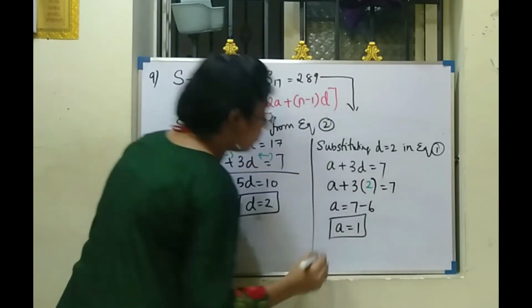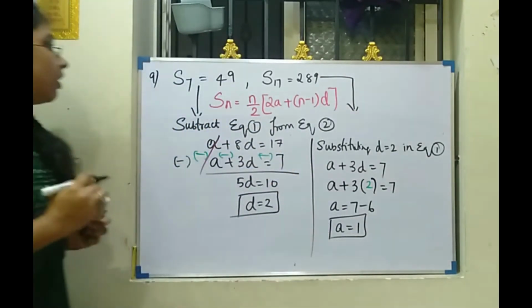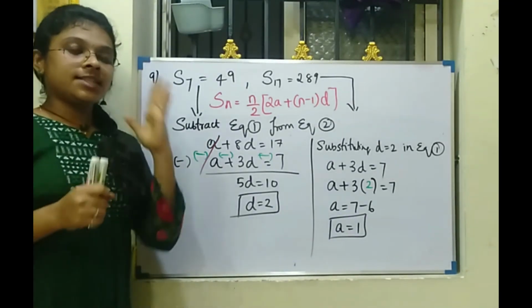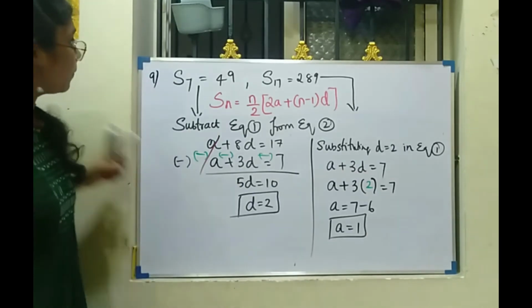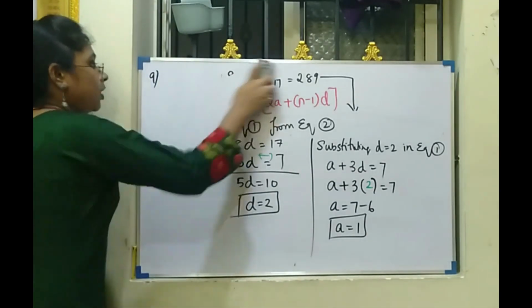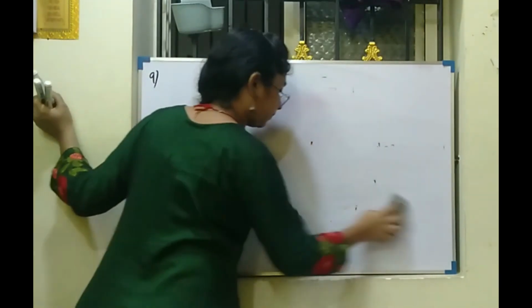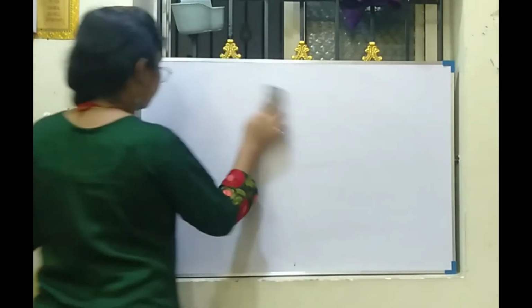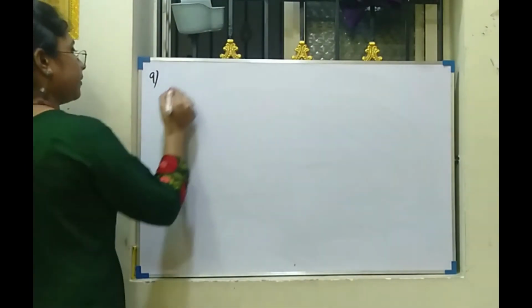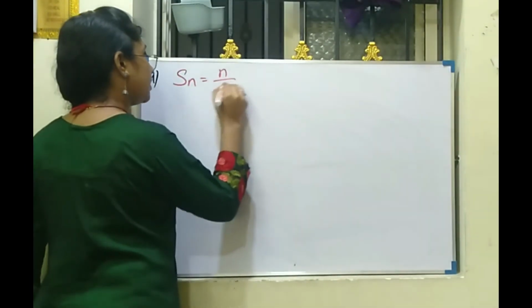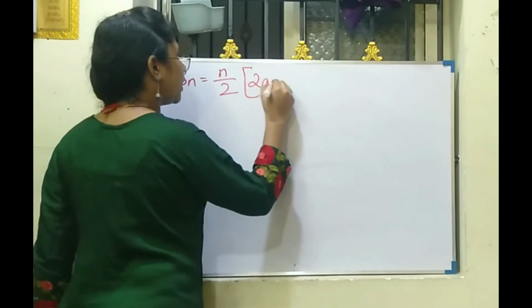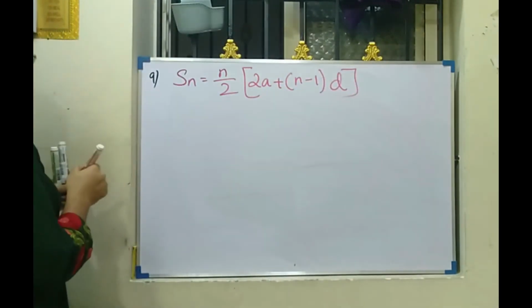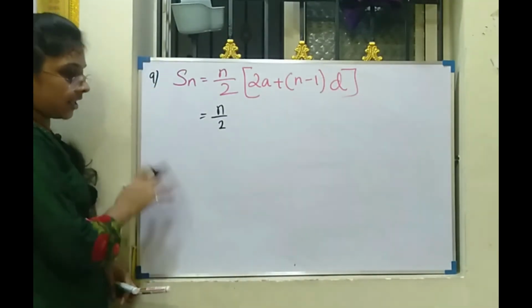Now I know the value of D and A. Okay. Now what do we have to do? Now we have to find the value of the sum of n terms. For finding the sum of n terms, they have given the value of n is n itself. So what is the formula again? Sn is equal to n by 2 into 2a plus n minus 1 into d. Okay. Here n is n.